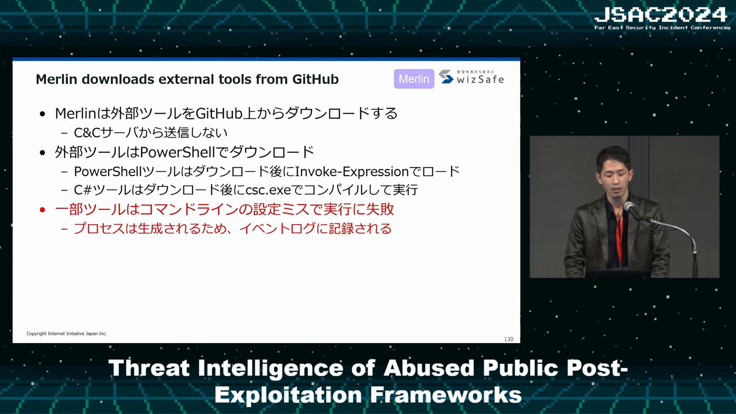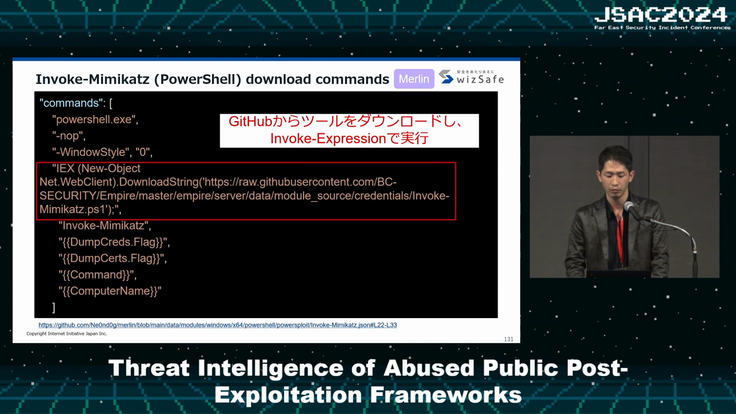So let me explain. For Merlin, the agent itself downloads tools from GitHub and executes them. So that's the execution flow. This downloading and execution of the tool is done by PowerShell, so the PowerShell execution will be recorded in the event log. And for some of the tools, the download and execution commands are set for each module. If the setting is wrong, the execution may fail. That's what we've confirmed.